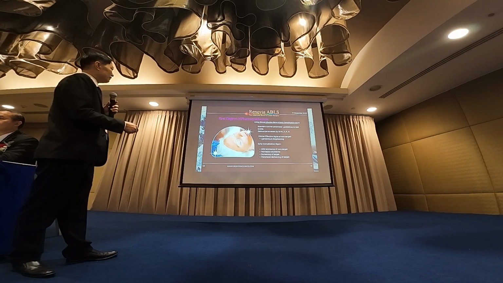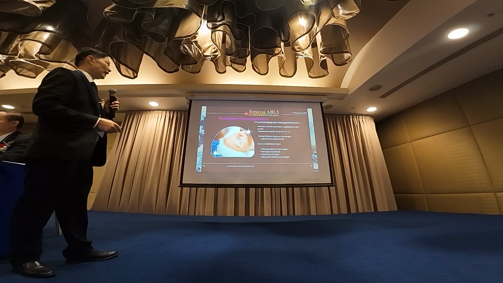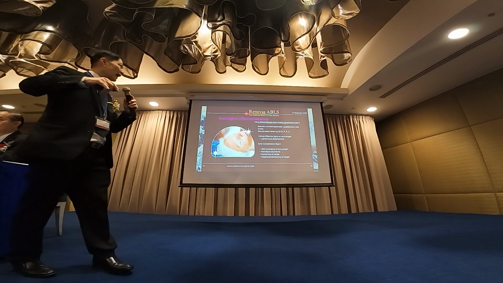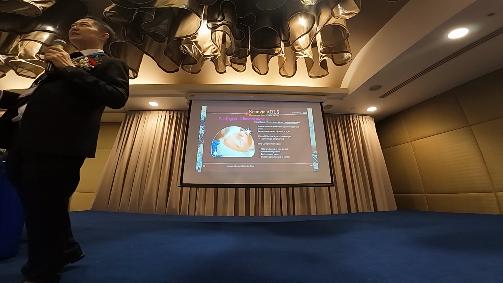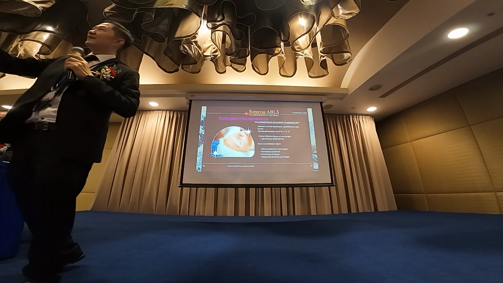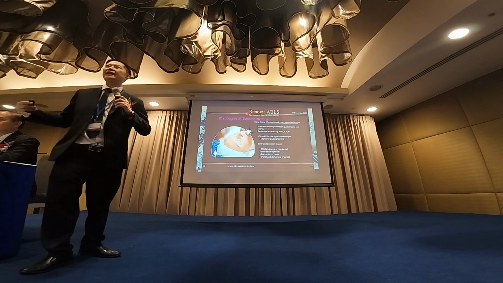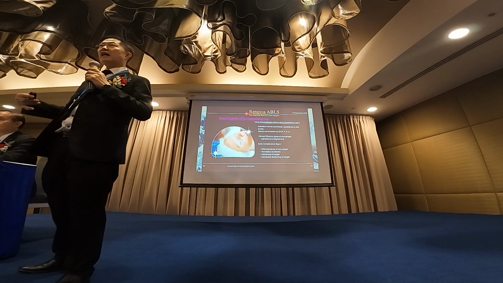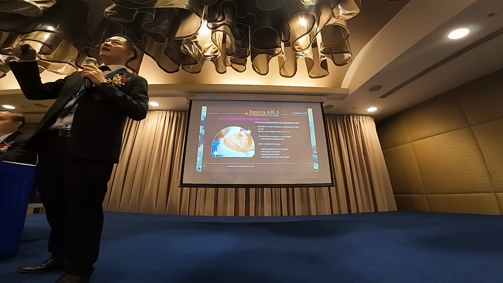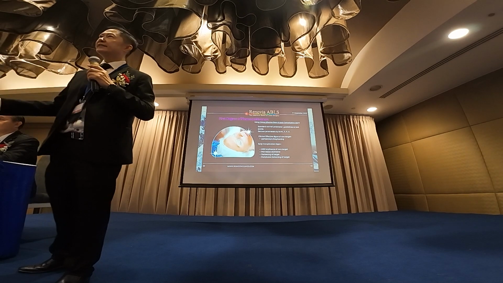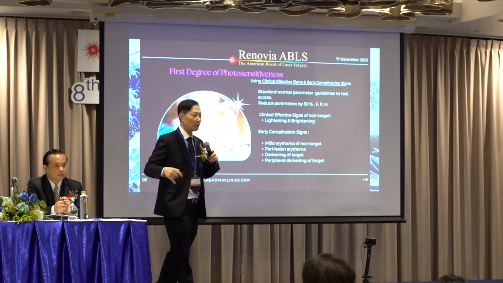And then in the first degree of photosensitiveness, what should you do? You have to do the standard guideline and then reduce the guideline by 50% and see how it is. This is the standard operation procedure. You reduce it and you see the clinical effective side. Now the clinical effective side will tell you in the scoring system whether it responds better or worse. The clinical effective side is lightening and brightening.